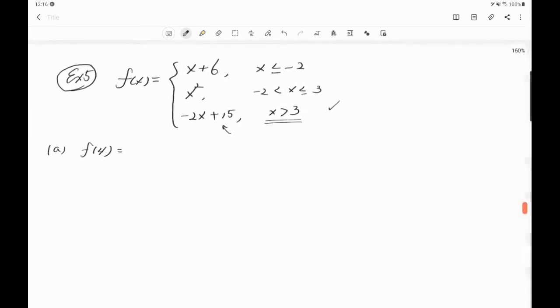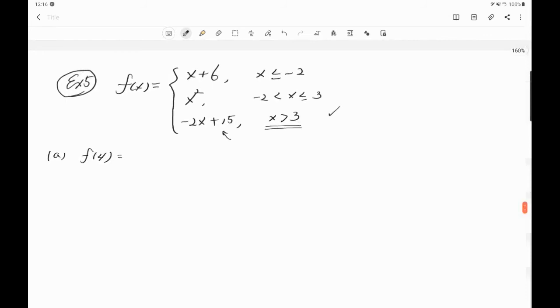4 belongs to the third one, right? The third one belongs to this interval. So we will use this expression. So replace x with 4. Then this is equal to negative 8 plus 15. So the value will be 7, right?